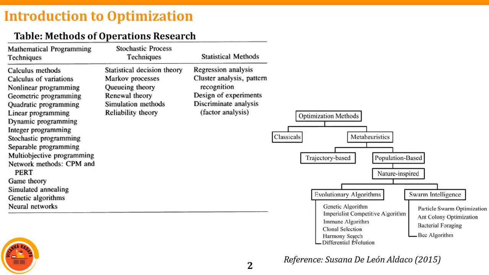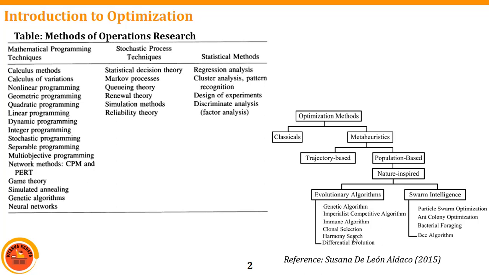If I try to draw some more techniques in the optimization methods, there are typically two classifications: classical and metaheuristics. The stochastic process and statistical methods are the classical methods. Metaheuristics talks about trajectory based and population based. Trajectory based has a different synonym. Population based we have nature inspired, which includes evolutionary optimization and swarm intelligence optimization. These are again categories of mathematical programming techniques only. Metaheuristics means mathematical programming only.